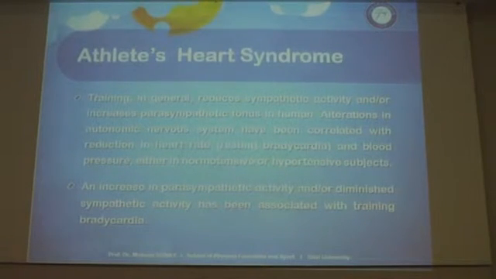Training in general reduces sympathetic activity or increases parasympathetic activity. So this means a decrease of heart rate, and it is sport bradycardia. Also, exercise has a positive effect on decreasing blood pressure, in normotensive people and also in hypertensive subjects. An increase in parasympathetic activity and/or diminished sympathetic activity has been associated with training bradycardia.